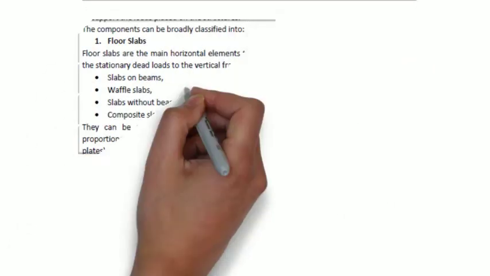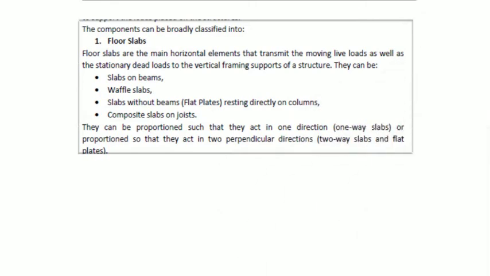Reinforced concrete structures consist of a series of members, components, that interact to support the loads placed on the structures. The components can be broadly classified into: 1. Floor slabs. Floor slabs are the main horizontal elements that transmit the moving live loads as well as the stationary dead loads to the vertical framing supports of a structure.